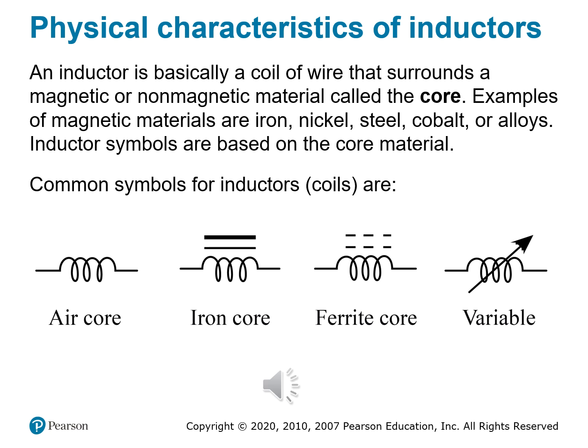So let's look at the symbols shown on the slide. First we have the air core. So there's no core material. It's just a coil of wire. That has a lower inductance, and those are used in high frequency RF circuits where magnetic losses must be minimized.